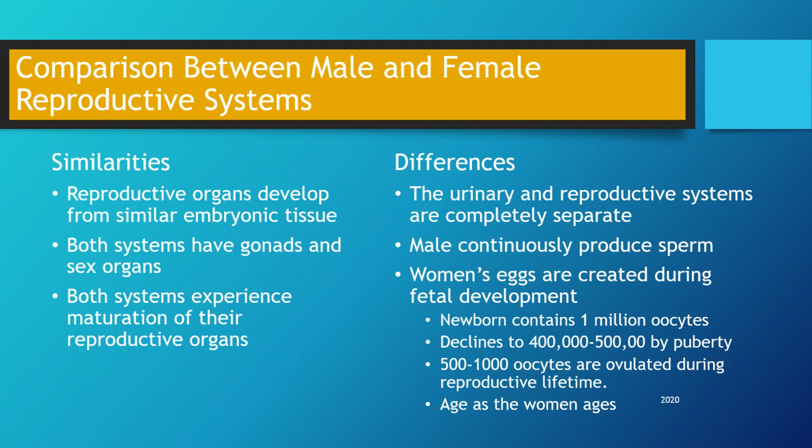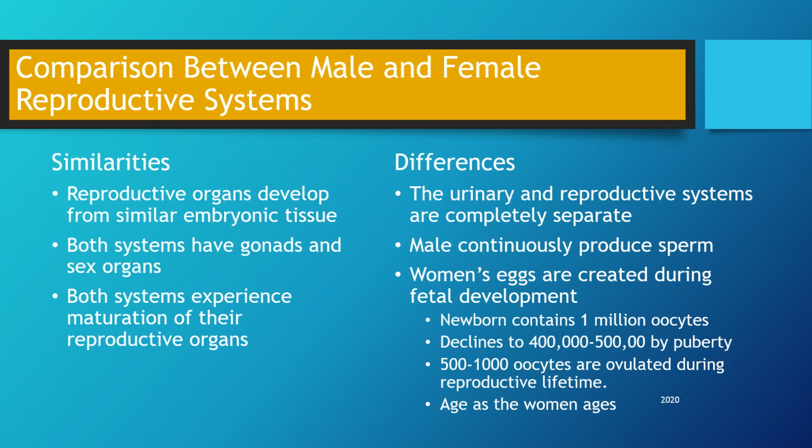The differences between the female and male reproductive systems are based on the functions of each individual's role in the reproduction cycle. A male who is healthy and sexually mature continuously produces sperm. The development of women's eggs is arrested during fetal development. This means she is born with a predetermined number of oocytes and cannot produce new ones. The ovaries of a newborn baby girl contain about 1 million oocytes. This number declines to 400,000 to 500,000 by the time puberty is reached. On average, 500 to 1,000 oocytes are ovulated during a woman's reproductive lifetime.